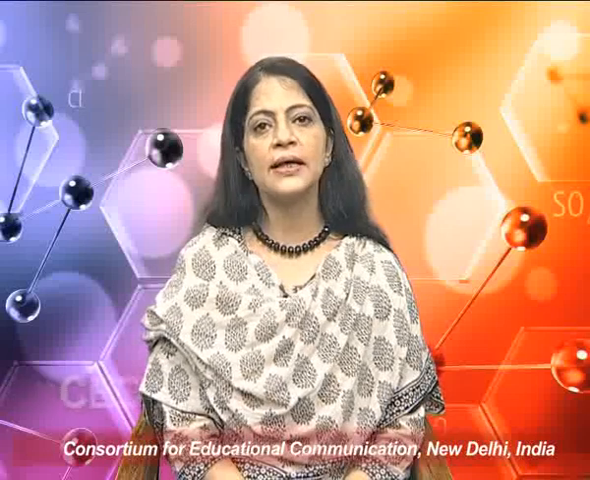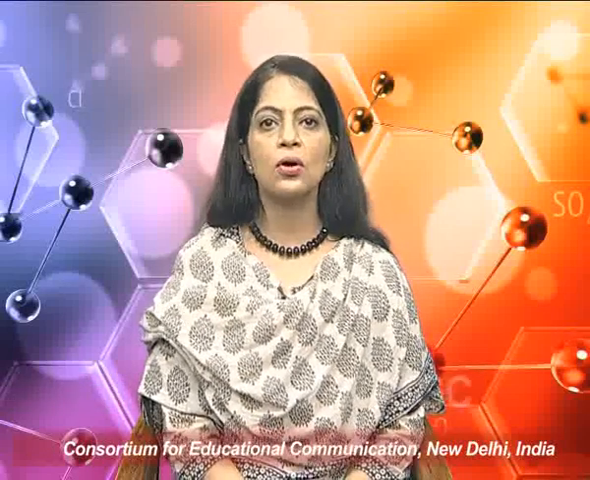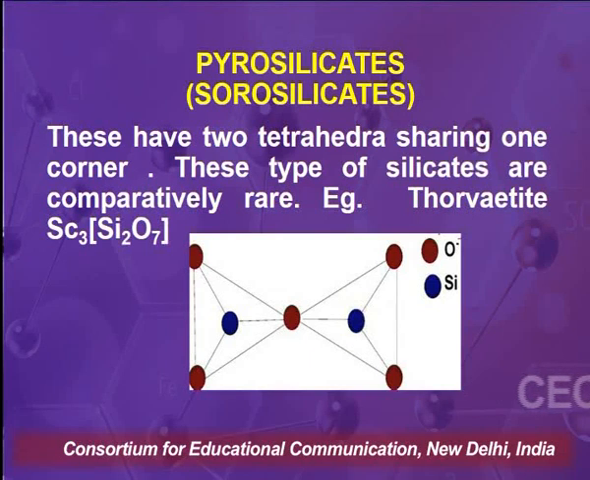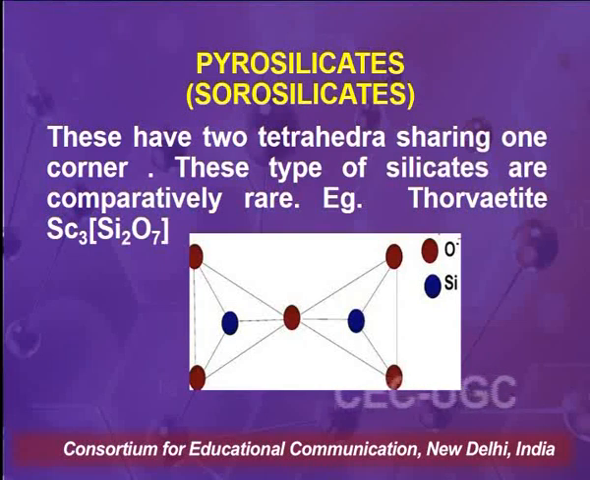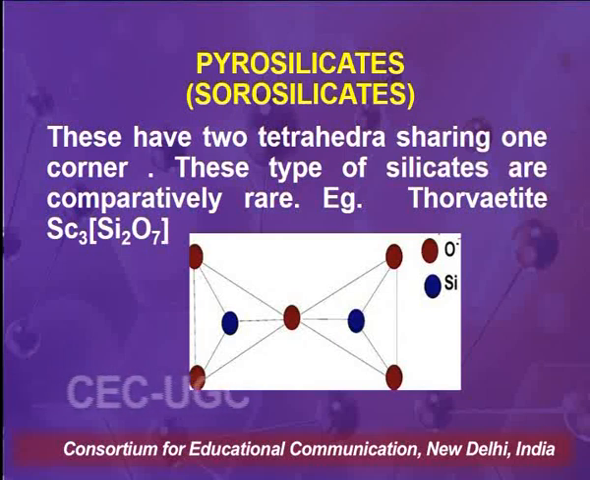Another class of silicates is pyrosilicates, also called sorosilicates. They have two tetrahedra sharing one corner. These types of silicates are comparatively rare. As can be seen in the figure, the silicate tetrahedra are joined to each other with the help of one oxygen, which is common between the two SiO4 tetrahedra, and the joining is through the corners, as we have already discussed that silicate tetrahedra in any kind of polymers are joined only through corners and never through edges or faces.